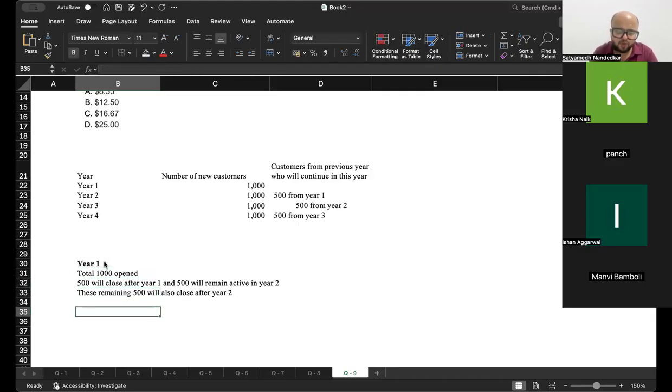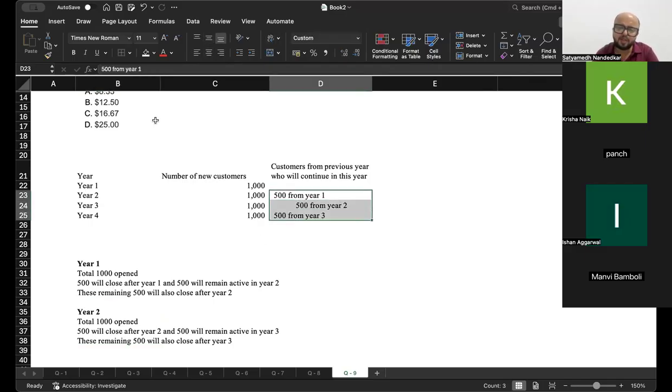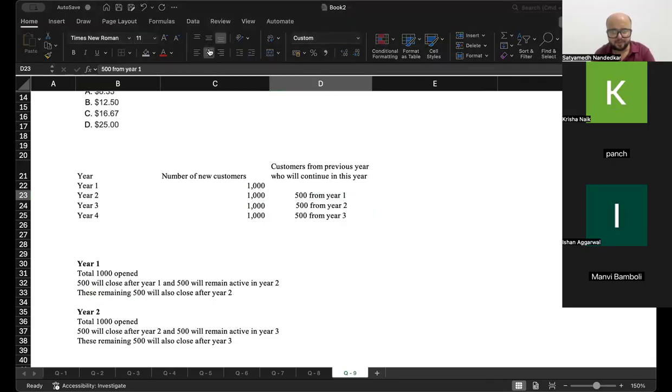Same thing will happen for year 2 customers. Total 1,000 open, 500 will close after year 2 and 500 will remain active in year 3. These remaining 500 will also close after year 3. So this is how the sequence will go from year to year. Okay? So these are fresh and these are from the previous year.